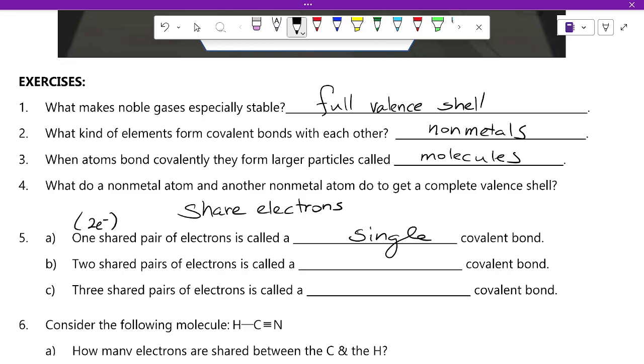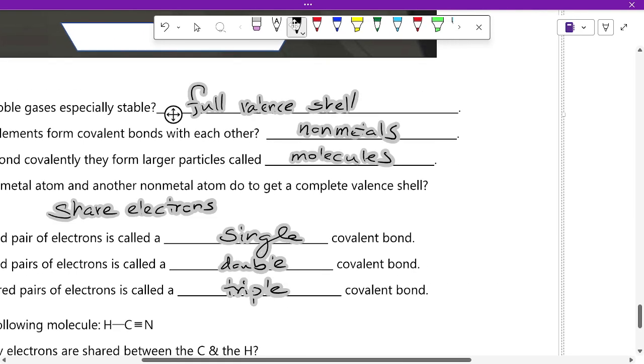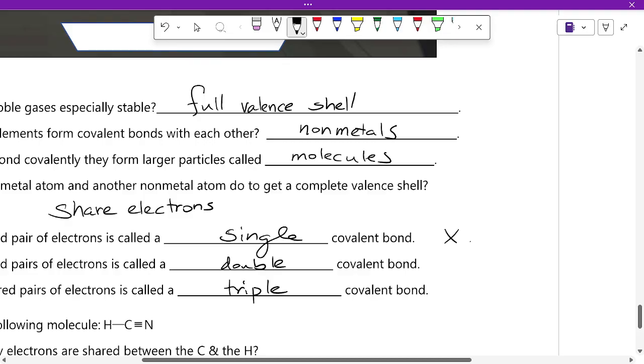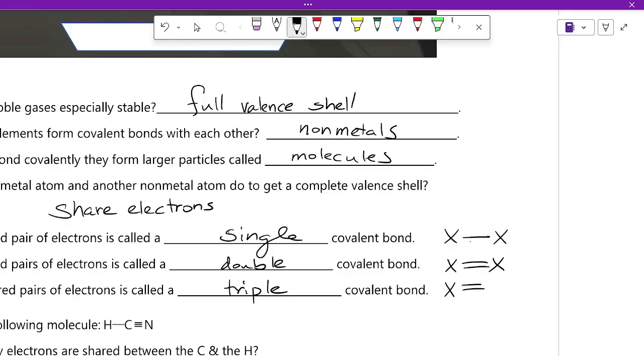Two shared pairs of electrons is called a double covalent bond. And three shared pairs of electrons is called a triple covalent bond. And if you were to show these, if I just had element X, I would show a single bond, a double bond, and a triple bond. Okay, single bond, double bond, triple bond.